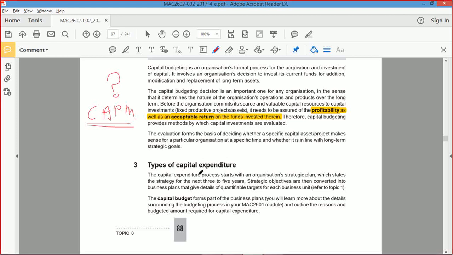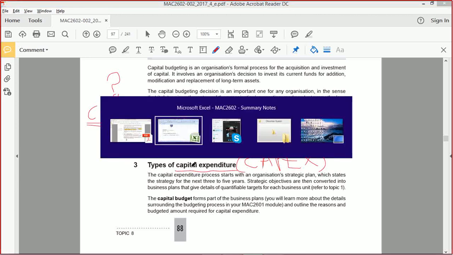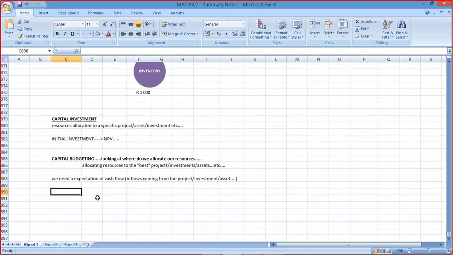Right, so types of capital expenditure. There are many different types of capital expenditure. I can invest in a property. That's a form of capital expenditure. Remember, capital expenditure is CapEx. I could invest in a building, machinery, I could buy vehicles, equipment. All of that would be considered capital expenditure. Something that I'm purchasing that's going to hopefully generate income.